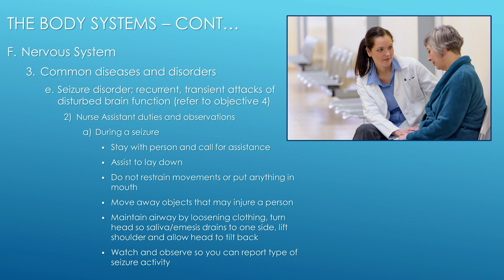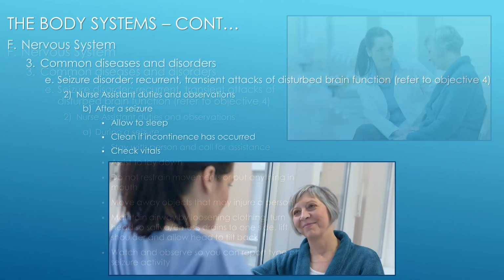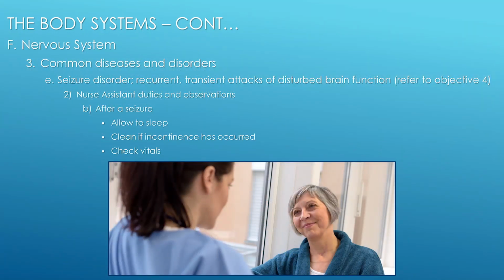Maintain airway by loosening clothing. Turn head so saliva or emesis drains to one side. Lift shoulder and allow head to tilt back. Watch and observe so you can report the type of seizure activity. After a seizure, allow the person to sleep. Clean if incontinence has occurred, and check vitals.